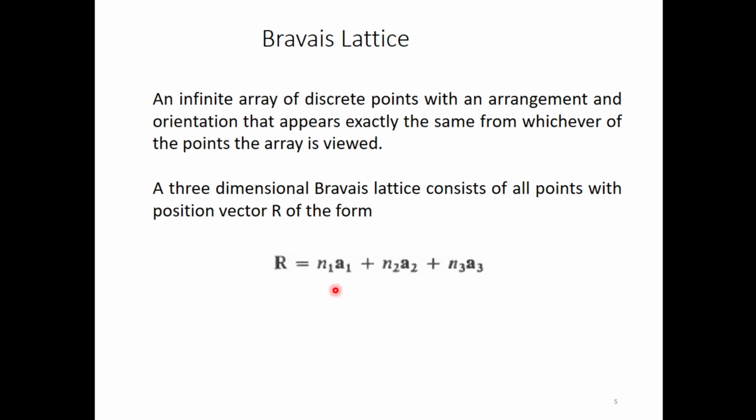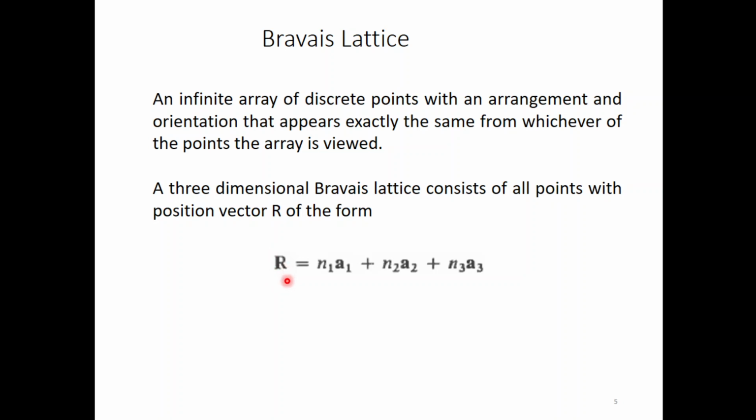And as far as the technical description of Bravais lattice is concerned, then this is an infinite and indefinite array of discrete points of any arrangement, right? That is similar with respect to orientation and with respect to the number of neighbors that exists around every point in that pattern. And this is the equation.